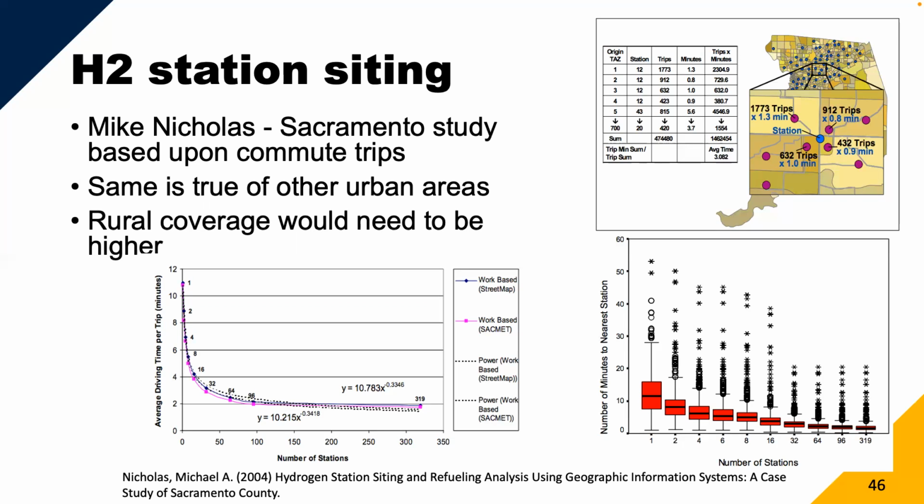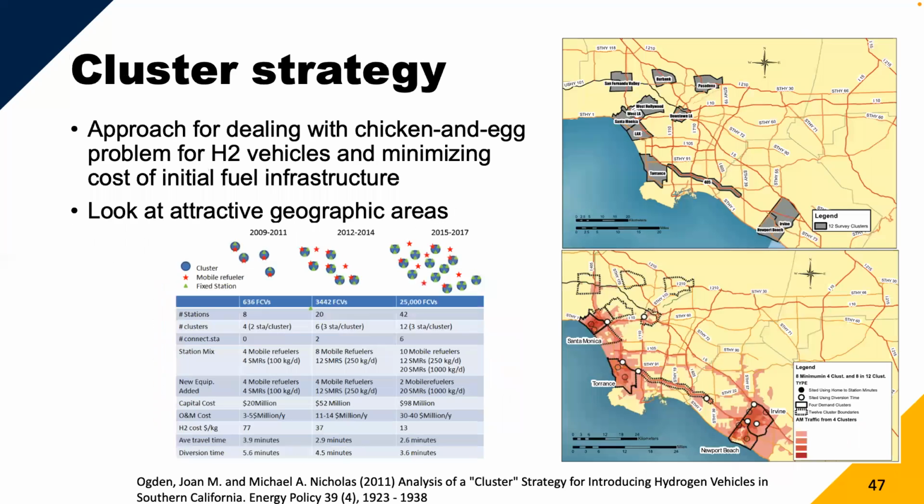Yeah, number of minutes to nearest station, same type of graph here. And so they did this analysis of, okay, based off of the way people commute in Sacramento, where would I need to place the stations within the county of Sacramento? Yeah, so this is one kind of strategic way. If you have information about the way people are traveling from point to point, you can figure out essentially how you would handle that coverage and deploy infrastructure stations.